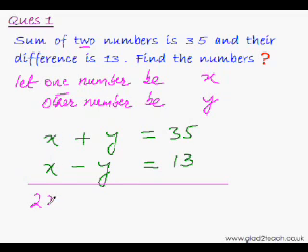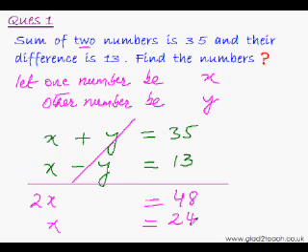x plus x is 2x and this cancels out, and 35 plus 13 would be 48. That means x would be equal to 48 divided by 2, that is 24. And we have got one unknown number. Now put this value of x in this equation and find the value of y. So y equal to 35 minus 24, that is 11. So the question is solved. y is equal to 11 and x is equal to 24.